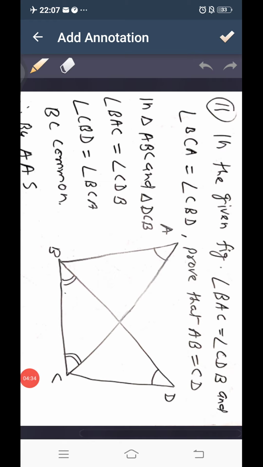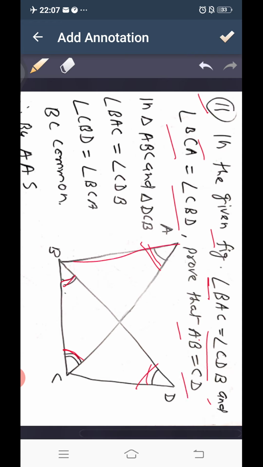Let us take question number 11. In the given figure, angle BAC equal to angle CDB and angle BCA equal to angle CBD. We can see that this angle is given equal to this one and this angle is given equal to this angle. Then prove that AB equal to CD. We have to prove this equal to this, AB equal to CD.